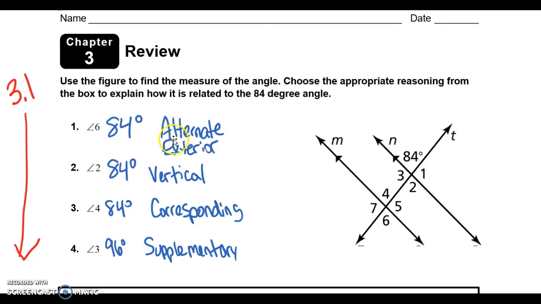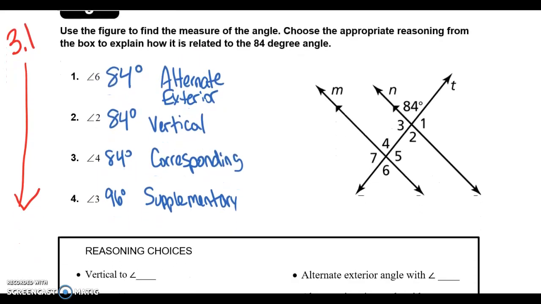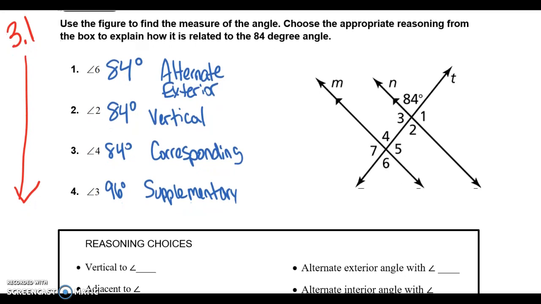All right, so vocab. There is a box down here that has choices for you to explain. It says up here, explain how it is related to the 84-degree angle. So that was given. So we know that 84 and 2 are both 84 because 2 is vertical. So that's why I put 84 over here. We know that 84 and 4 are the same measure because they are corresponding. Corresponding basically means the same position. This is in the top of these 4. This is in the top of these 4.